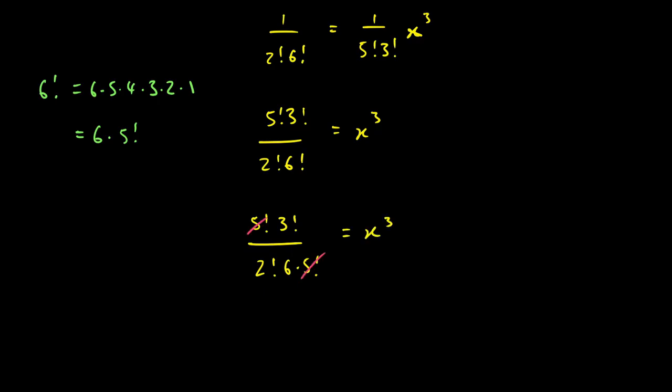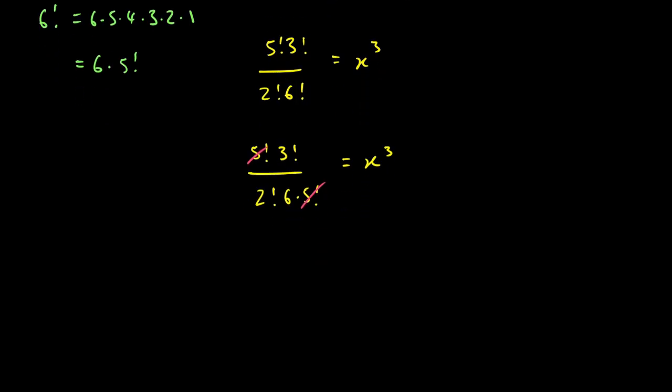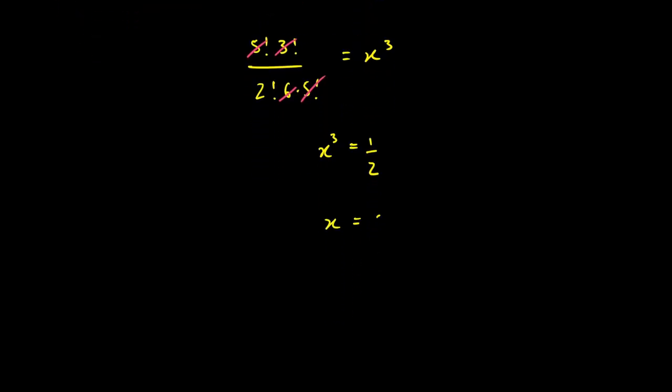Gone and gone. And so on the top, on the remainder, I've got 3 factorial divided by 2 factorial times 6 factorial. Well, 3 factorial is just equal to 6, so that cancels as well. So I end up with x cubed is equal to 1 upon 2. So x is equal to the cube root of a half.